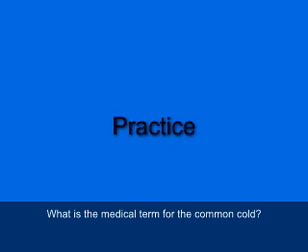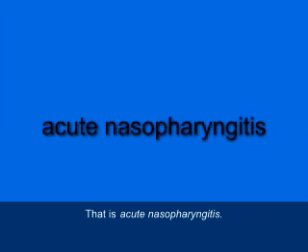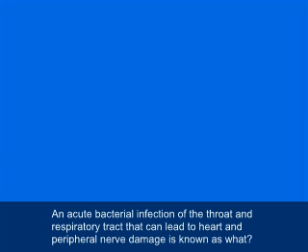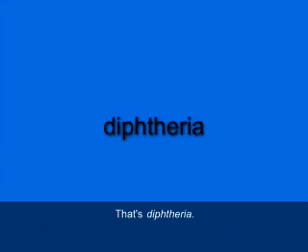What is the medical term for the common cold? That is acute nasopharyngitis. ACUTE NASOPHARYNGITIS. Acute nasopharyngitis. An acute bacterial infection of the throat and respiratory tract that can lead to heart and peripheral nerve damage is known as what? Well, that's diphtheria. DIPHTHERIA.